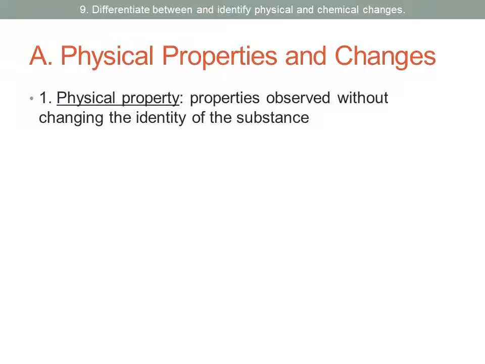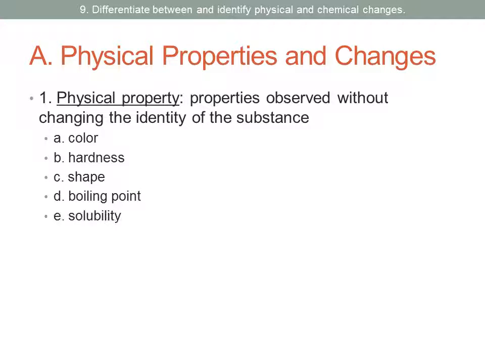A physical property is a property that can be observed without changing the identity of the substance. So for example, color would be a physical property. We can look at an object or substance and observe its color. We don't have to change the identity of what that substance is to make that observation. Another example would be hardness or shape, boiling point, or solubility. Also the physical state: is it a solid, liquid, or gas? All of these would be examples of physical properties.